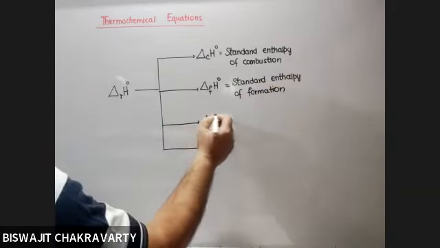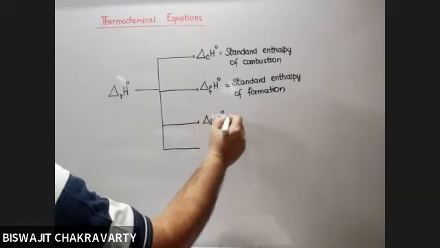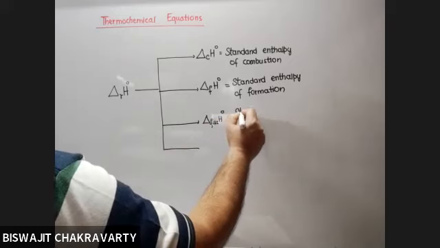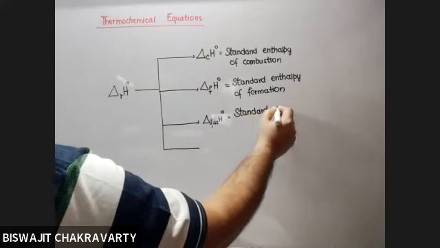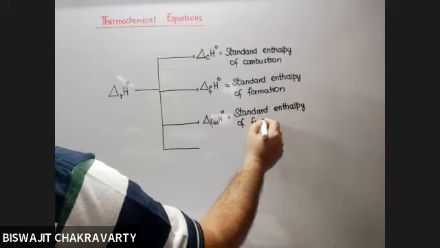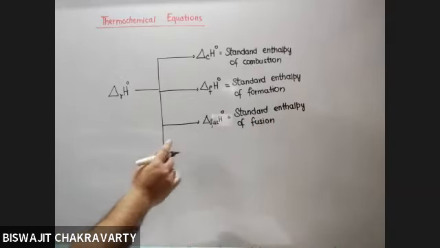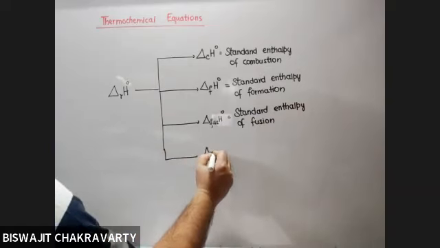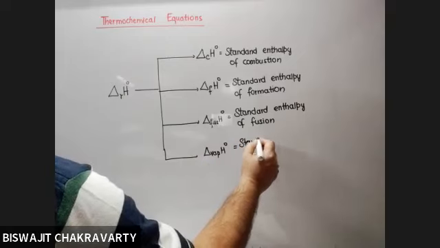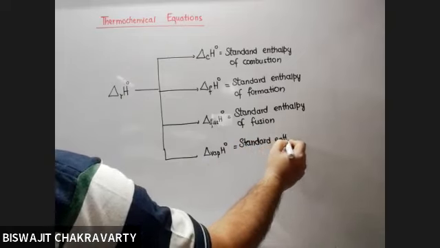Similarly, if I write delta FUS H degree, FUS is the short form for fusion. Fusion involves conversion of a solid to a liquid without changing the chemical formula. It will be called standard enthalpy of fusion. Similarly, if it is written as delta VAP H degree, VAP is the short form for vaporization. So the same thing will be called standard enthalpy of vaporization.